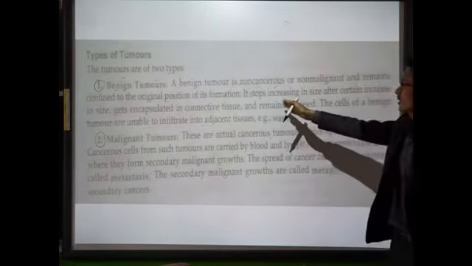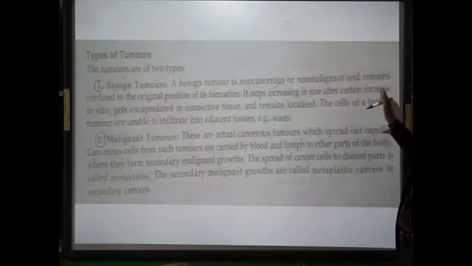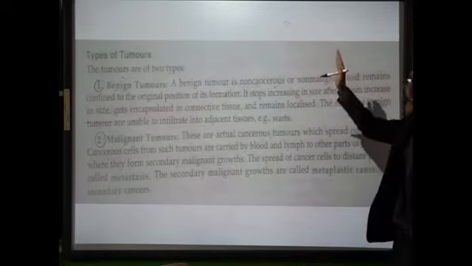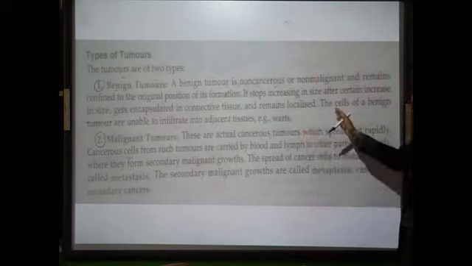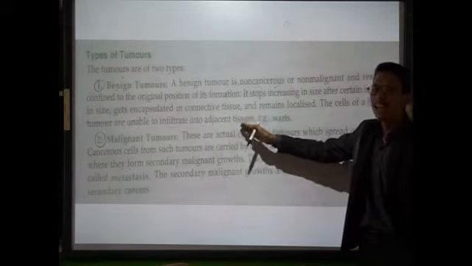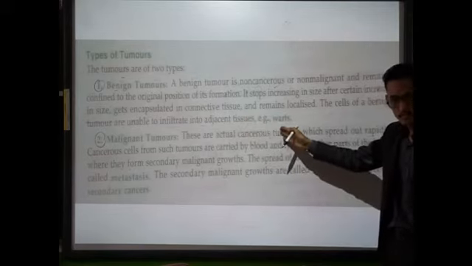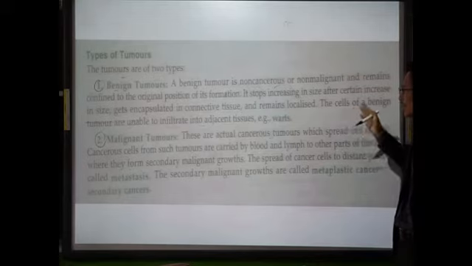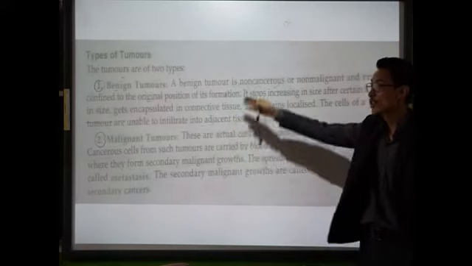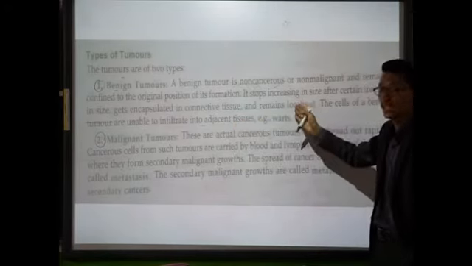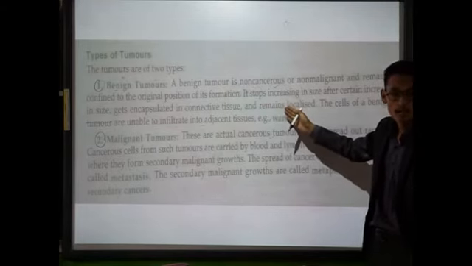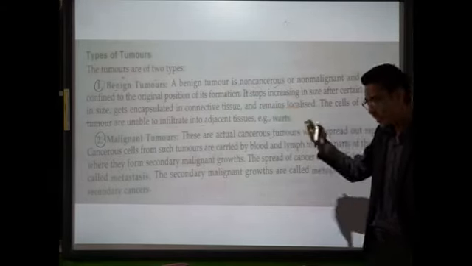Now it starts increasing in size. After a certain increase in size, it gets encapsulated in connective tissue and remains localized. The cells of a benign tumor are unable to infiltrate the adjacent tissue, for example warts. That means the cells of a benign tumor are not able to invade the surrounding tissues or cells. So benign tumors are non-cancerous, non-malignant, always confined to a fixed position, and can be removed with the help of surgical procedures.